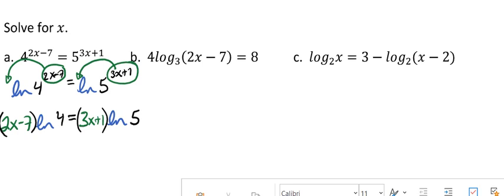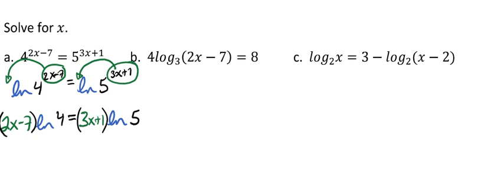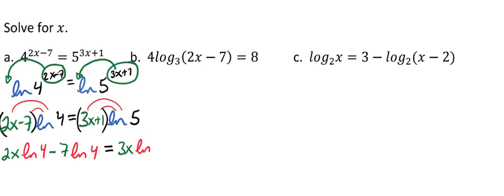So from here, I want to distribute this natural log of 4 to both pieces, and the natural log of 5 to both pieces. So I'm going to have 2x times the natural log of 4, then minus 7 times the natural log of 4. I'm going to set that equal to 3x times the natural log of 5 plus 1 times the natural log of 5.